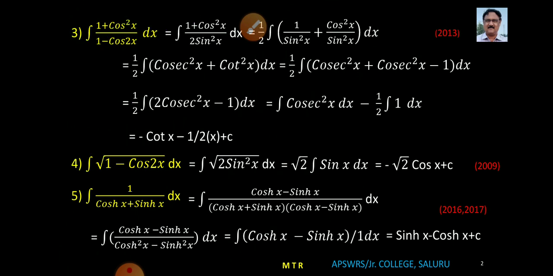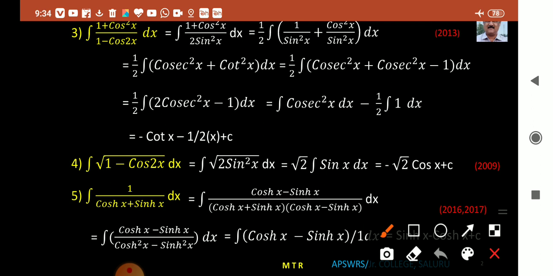Now let us see another problem. Integral 1 plus cos square x by 1 minus cos 2x. You write this 1 plus cos square x numerator as is. You know the 1 minus cos 2a is equal to 2 sin square a. This is also from multiple submultiple chapter, first year trigonometry. So 1 minus cos 2x is equal to 2 sin square x.